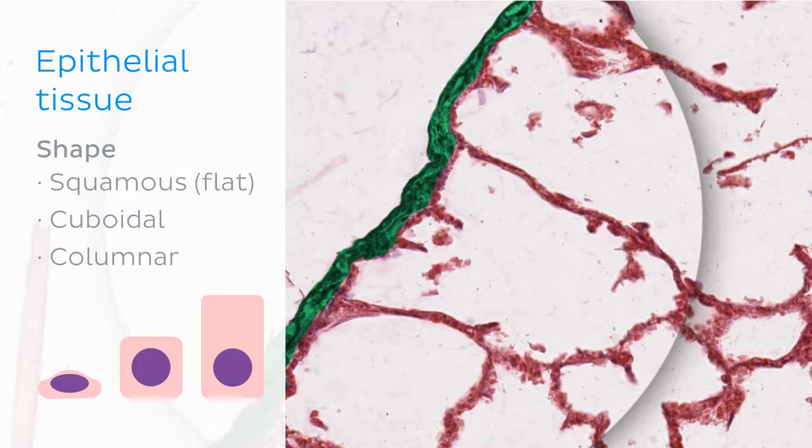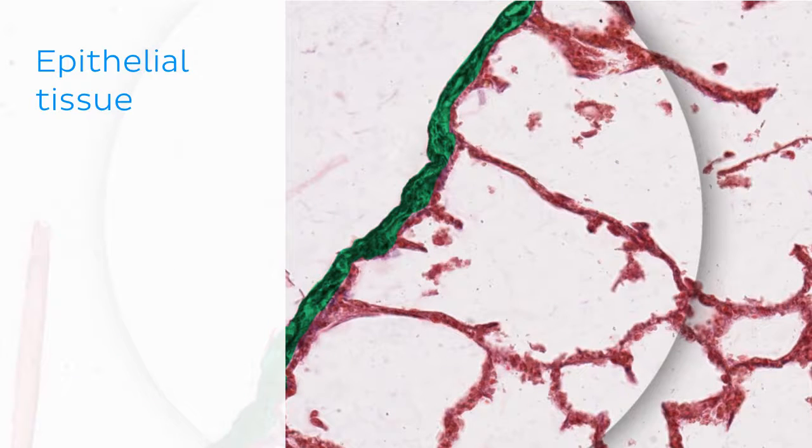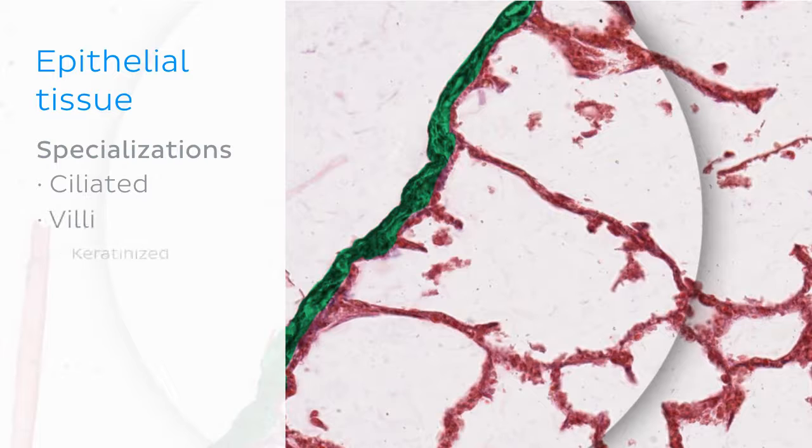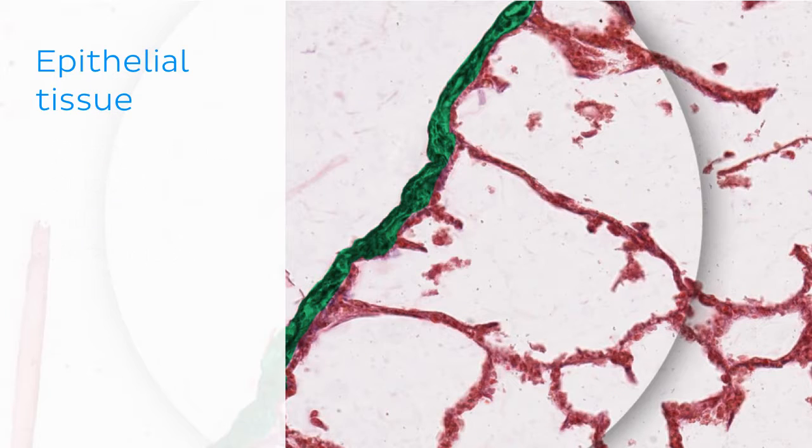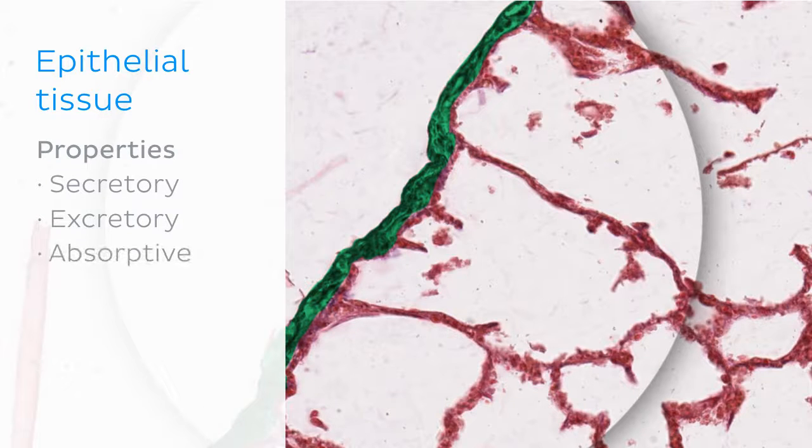Here you can see I've made cartoon depictions of these cells. We have our fried egg-like squamous cell on the left, our cuboidal cell in the middle, and our columnar cell on the right. It can also be categorised according to specialisations that the epithelial cells may possess. For example, they may be ciliated, have villi, or be keratinized. Finally, they may also exhibit some functional properties, for example, secretory, excretory, or absorptive properties.